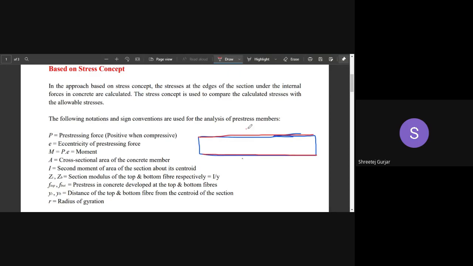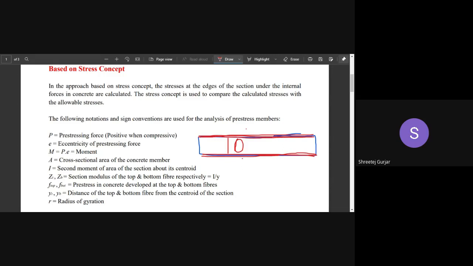Okay, top and bottom. So what we do is, the stresses at the edges of the section under internal forces in concrete are calculated. We study and we determine the stresses at the edges. Okay, not at any of this section, but only at the edges. That is at the top fiber and at the bottom fiber. Okay, so at the top fiber we find what is the stress, and at the bottom fiber we find what is the stress. And these stresses are due to the internal forces in the concrete.